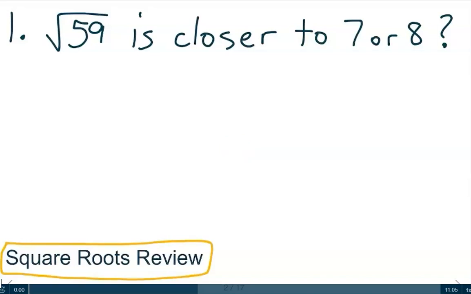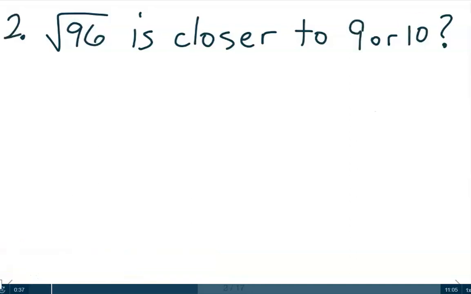So we're reviewing for the square roots test. Now, 7 squared in the same way. Square root of 81 is 9. Square root of 100 is 10. So when we look at the square root of 96, it's closer to 10.